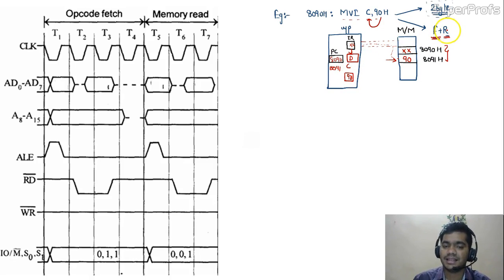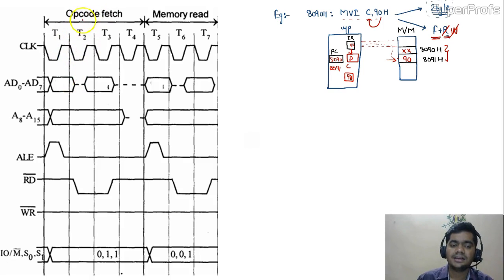It can be either memory read or memory write. If it is W, it means that the data present inside the microprocessor is transferred to memory. Or there can be more than one read operation and one write operation. Depending on the instruction, we are going to see that.